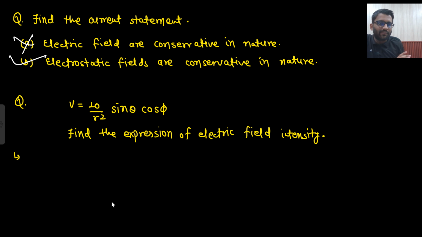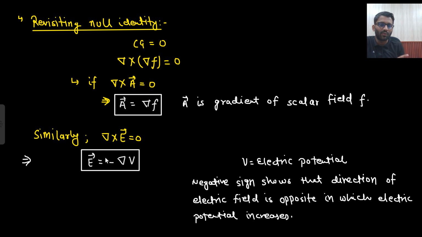So you need to find the expression of electric field intensity. The expression of electric potential is given to you. This is your electric potential. You need to find the expression of electric field intensity. So this thing we are going to prove. What this thing is saying? This thing is saying that the direction of electric field will always be in the decreasing direction of electric potential. Or I can say in the direction where electric potential increases, the direction of electric field will be opposite. Did you understand this point?